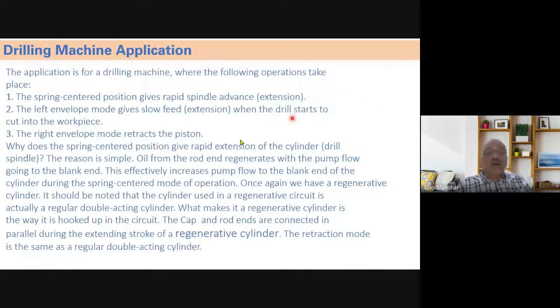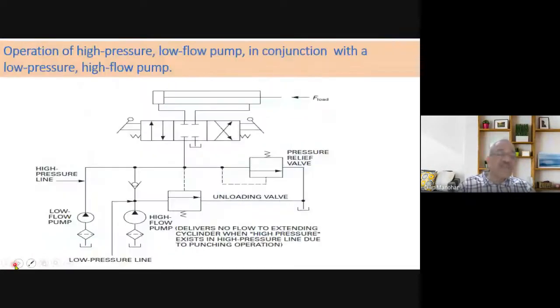So the middle envelope will give you rapid extension. That is what he is saying. It's a regenerative mode. Rapid extension means the flow from the rod end is aiding the pump flow. The left envelope is showing the retraction. It's just a retraction. It only has to come back to the original position.